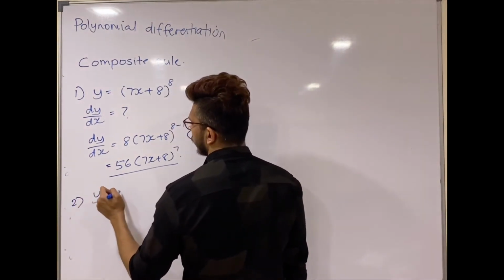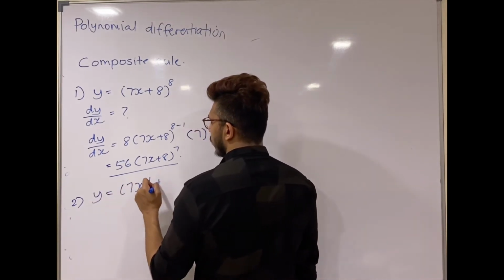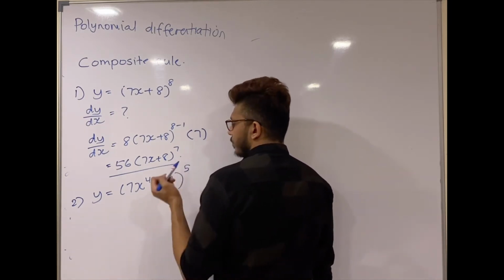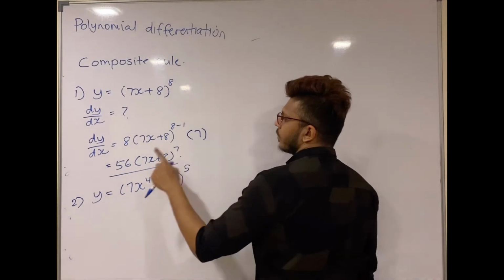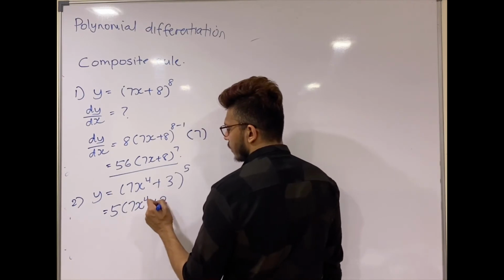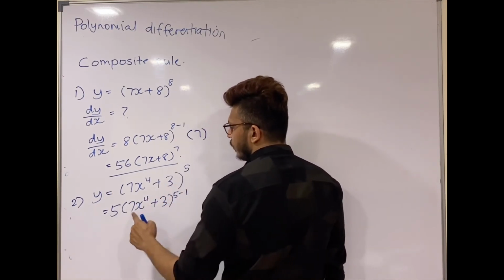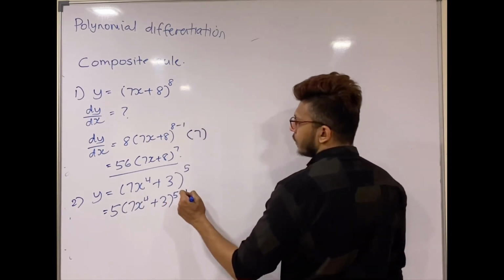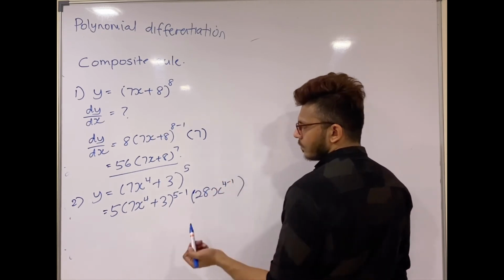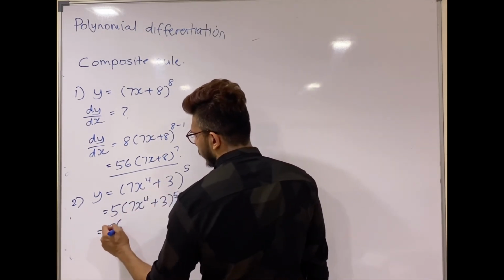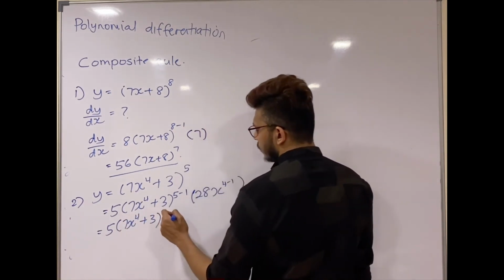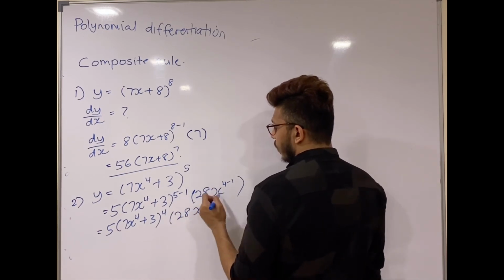Say y is equals to (7x to the power of 4 plus 3) to the power of, say, 5. First step, bring this in front, you differentiate: 5, (7x to the power of 4 plus 3), 5 minus 1, then differentiate what's inside. 7 times 4 is 28, x to the power of 4 minus 1. So final answer is going to be 5, (7x to the power of 4 plus 3) to the power of 4, 28x to the power of 3.